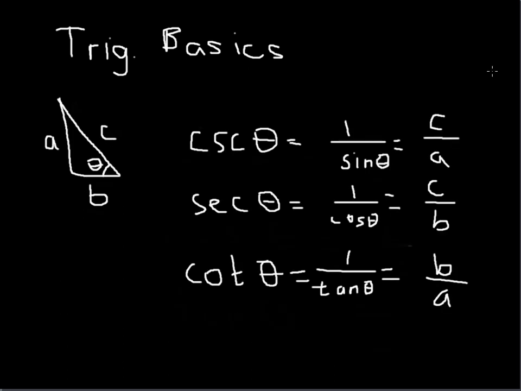So now we go to the three less important trigonometric functions. So we have cosec theta. As you can see, I wrote it's 1 over sine theta. And if sine theta is a over c, then cosec theta, which can be written as CSC, is c over a, because you're just doing 1 over sine theta.